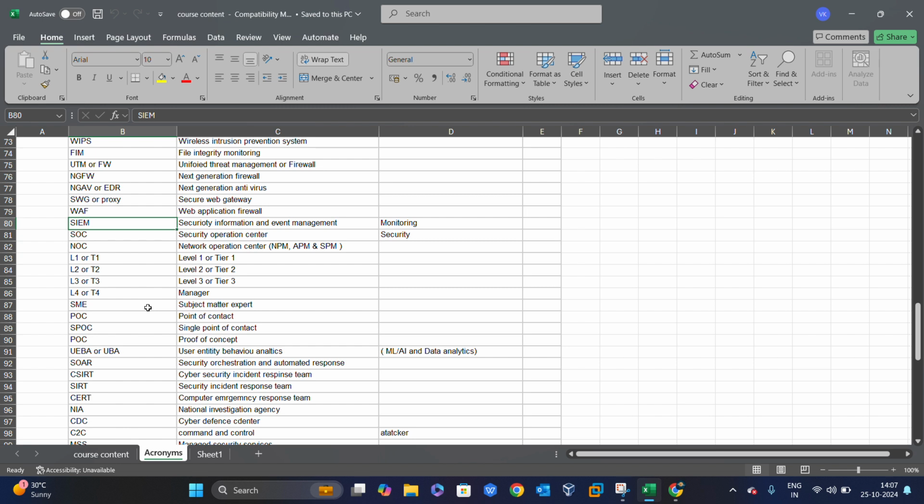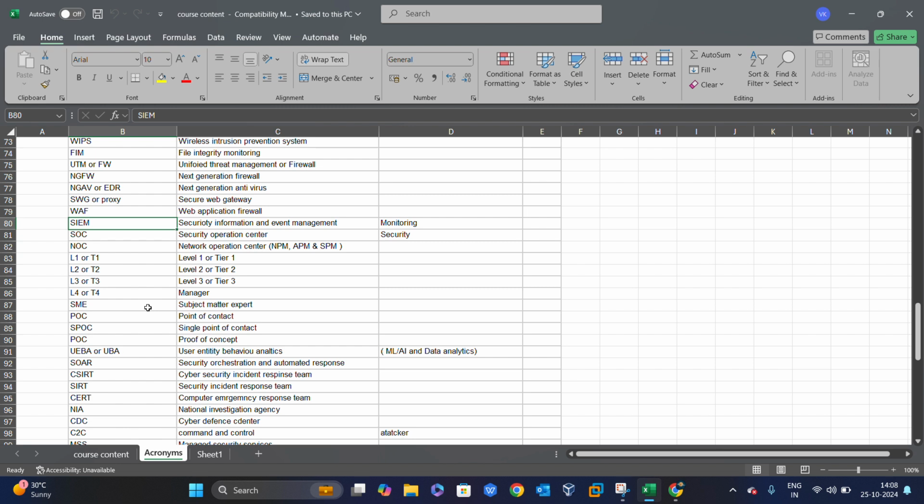L1 is also called T1 or tier 1. So both are equal. A couple of organizations call it level 1, and a couple of organizations call it tier 1. So next one is L2, tier 2. People with in between 6 years of experience fall under L2 or tier 2. Then they will do little bit in-depth analysis. They will take care of in-depth incident response.